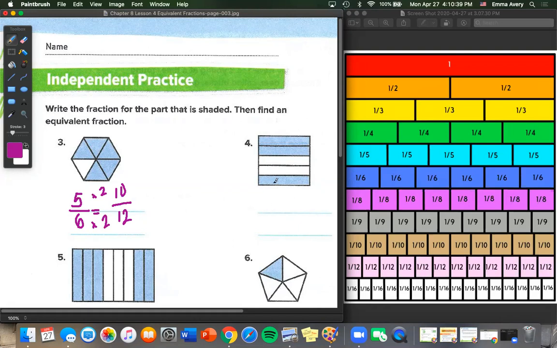So let's try number 4. We have 1, 2, 3, 4, 5 pieces, and 1, 2, 3 are colored in. So we have 3/5 is also equal to, well, let's multiply each side by 2 and we'll give it an equivalent fraction. So 3 times 2 is 6, 5 times 2 is 10. So 6/10 is equal to 3/5.